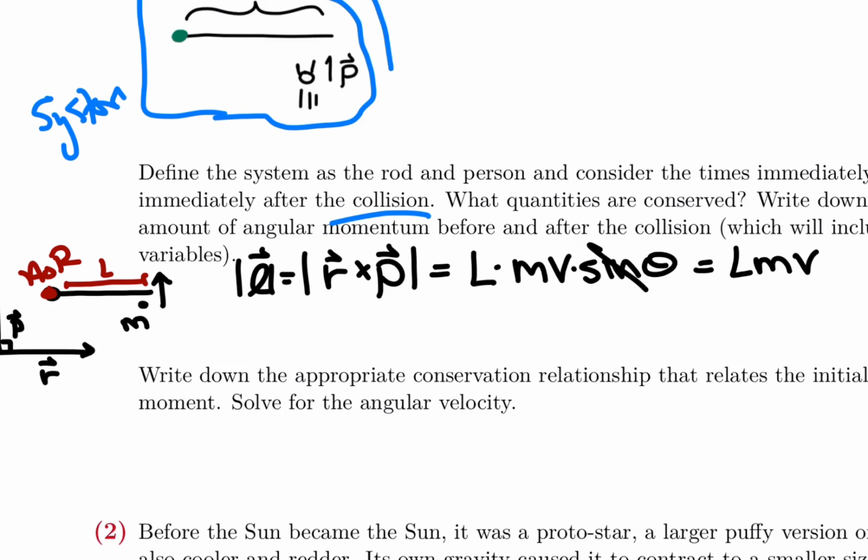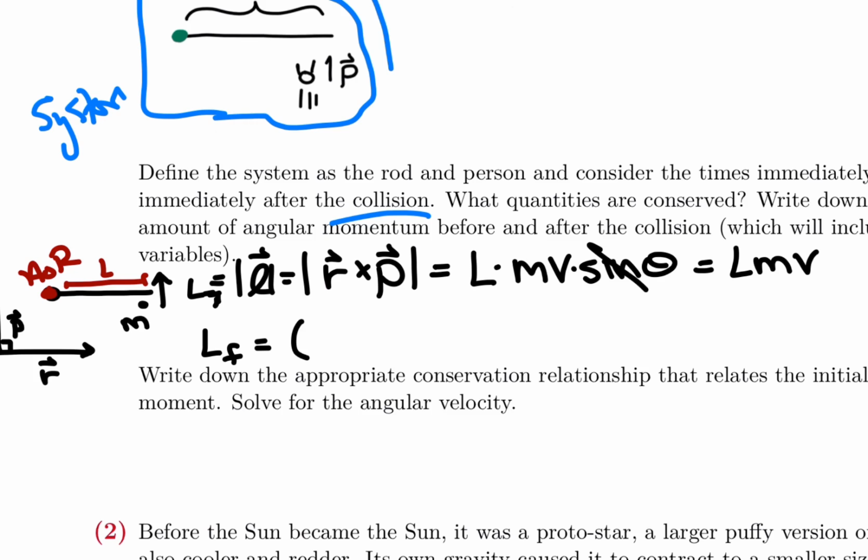For L final, so I guess this is L total, the total angular momentum after the ice skater grabs on. Now the ice skater and the rod are moving as one big extended object. Essentially, it is an extended rod with mass big M and length capital L, and then there's a point particle of mass m tagged onto the end.